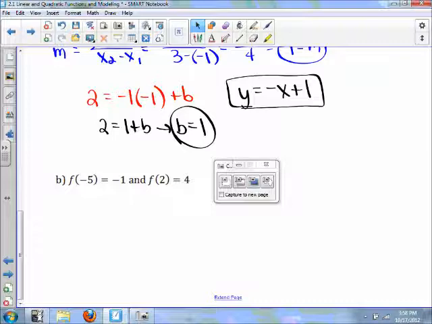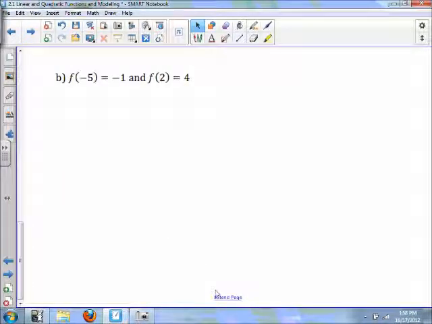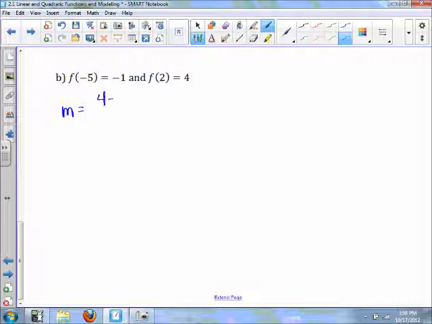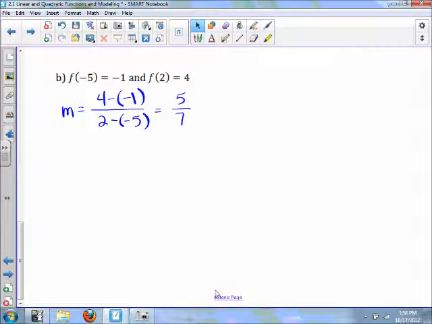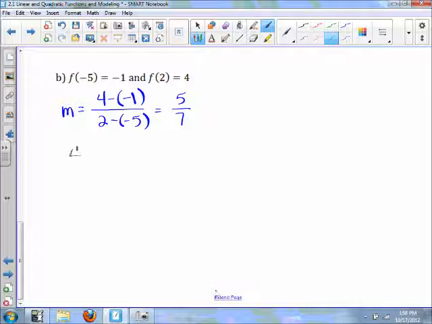Moving on to b, we have the points -5, -1, and 2, 4. So really, my slope will be 4 minus -1 over 2 minus -5, which will simplify to 5 over 7. Now I'm going to choose one of the 2 points. Let's choose actually a positive one so we can make it nice, easy, and positive.